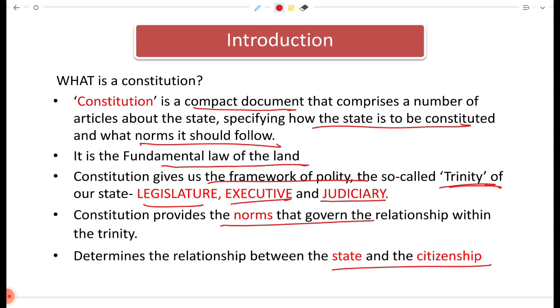So to sum it up, to conclude, a constitution is the backbone of the country. It guides the government, protects the people, and keeps everything running in an orderly and fair manner.